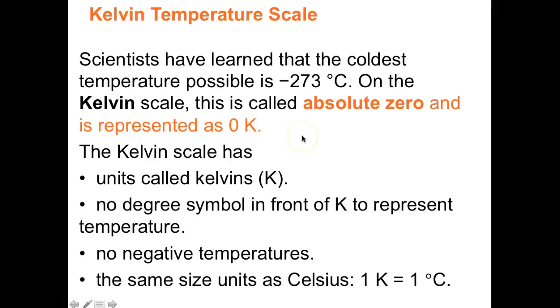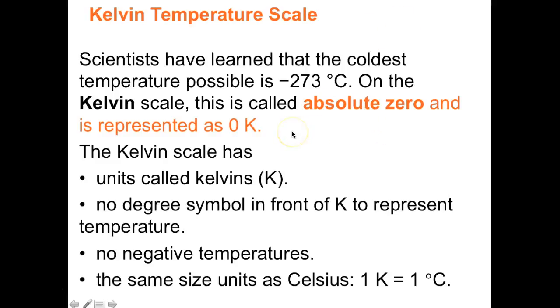The Kelvin scale is a positive scale. When you get down to 0 Kelvin, that's called absolute zero, corresponding to negative 273 degrees Celsius. There's no degree symbol here, as you can notice. It's just K. And there are no negative temperatures on the Kelvin scale. And 1 Kelvin is the same size unit as 1 degree Celsius.